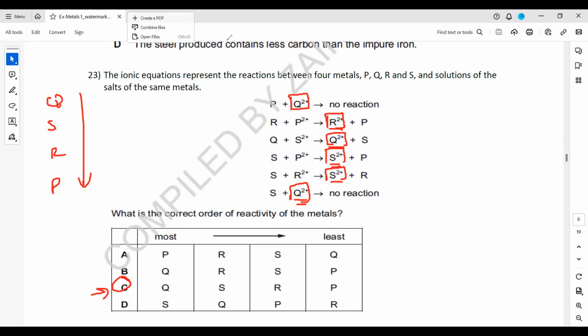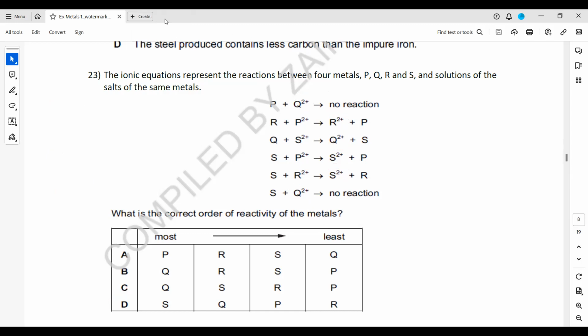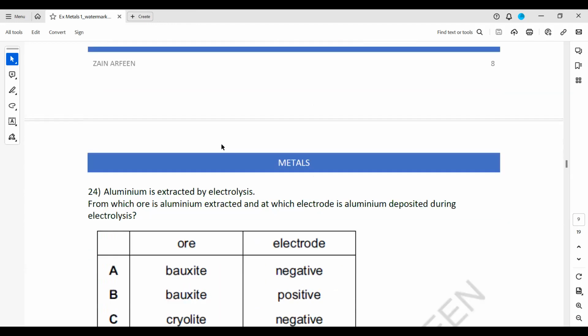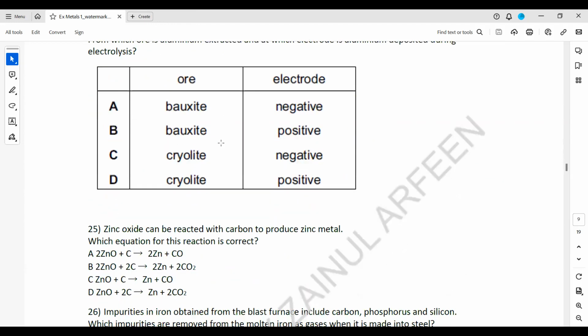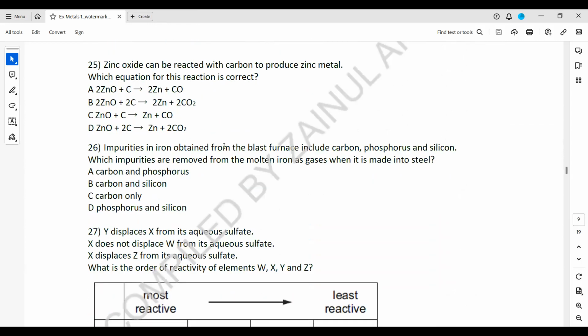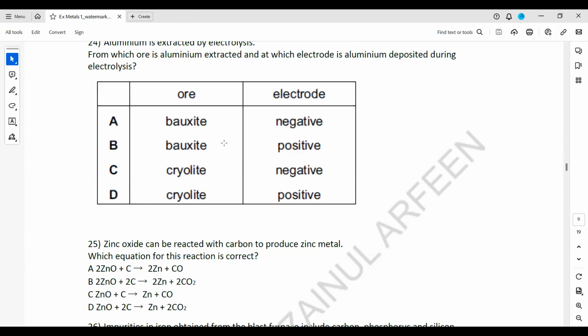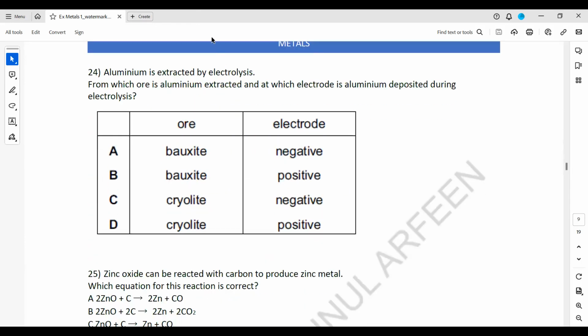So this was the exercise. I have solved almost half of this. So this page we'll discuss and then we'll end the session. Aluminium is extracted by electrolysis. What is the name of the ore? That is bauxite. And where aluminium is deposited, aluminium is a positive ion, so it is attracted towards the negative electrode, or cathode.